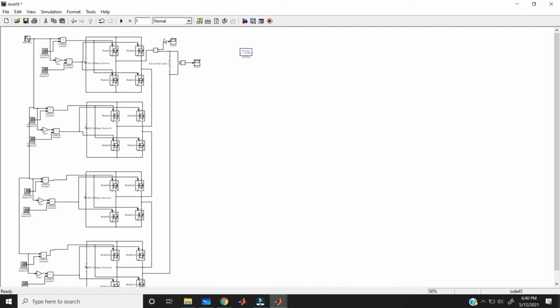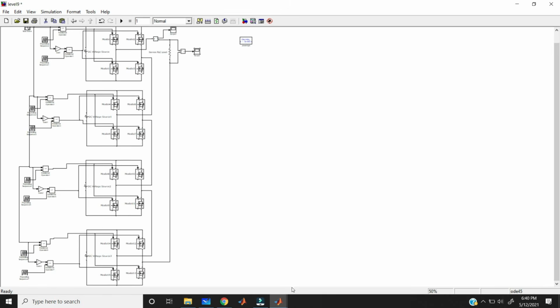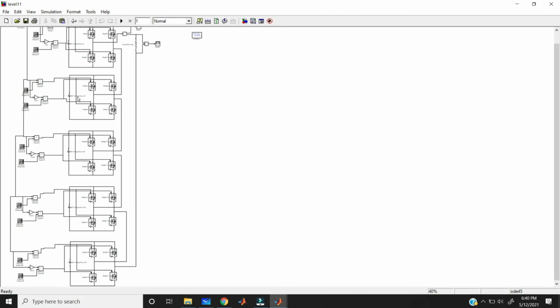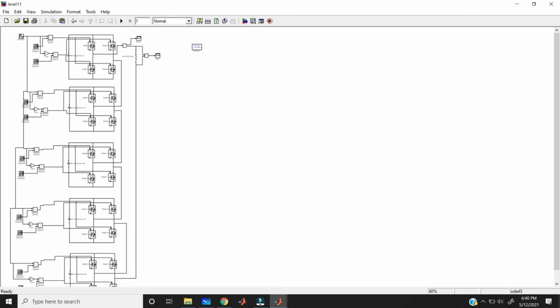For 11 level, what do we need to connect? You need to connect another H bridge. So here a total of 5 H bridges you need to take. Now let's connect the 11 level. This is the 11 level inverter. Here you need to take the 5 H bridges, right? So that's why I'm taking the 1, 2, 3, 4, 5 H bridges.